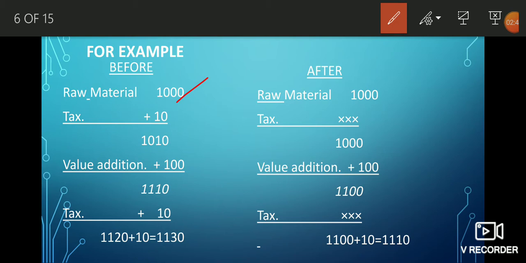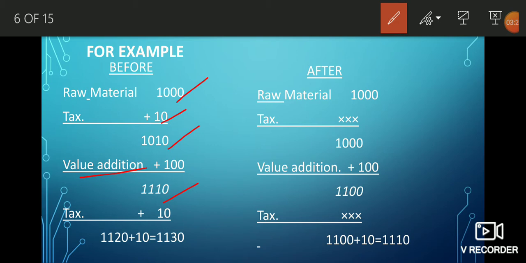So I have to pay tax on 1000 obviously to the government. For example, I paid 10 rupees as tax to the government. So the cost of the raw material becomes 1010. Now I converted the raw material to the finished product. So the price of the product in the market is increased. In economic terms we call it value addition. For example, we add 100 rupees as the value addition. So the price of the product becomes 1110.